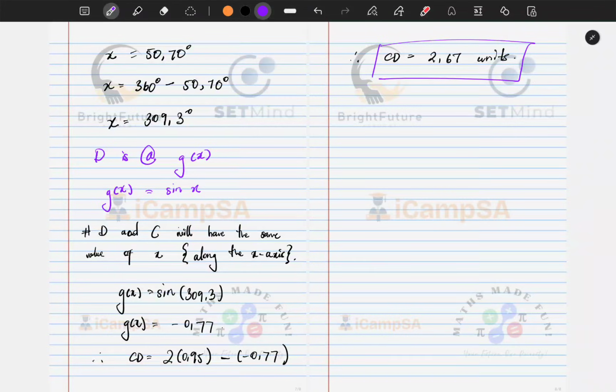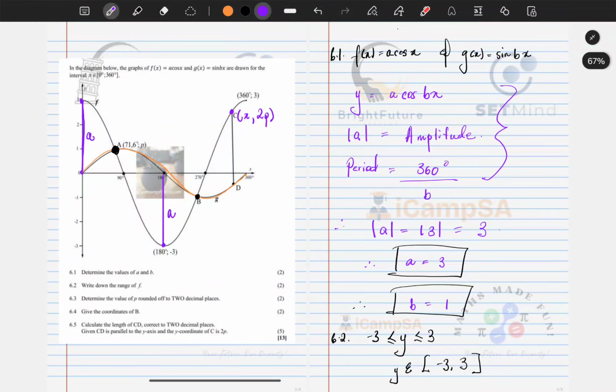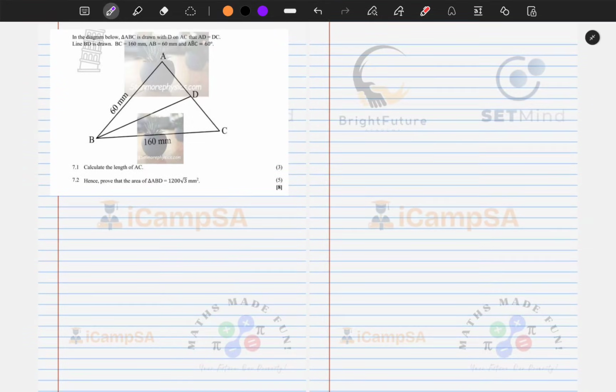So yeah, that's how you go about solving this. It was a very interesting question, so please do make sure that you follow it up and you try to ensure that you understand whatever is being displayed here. So let's look at another question. Right, so if we look at this last one for the purposes of this video, here we have your area sine rule type of question.